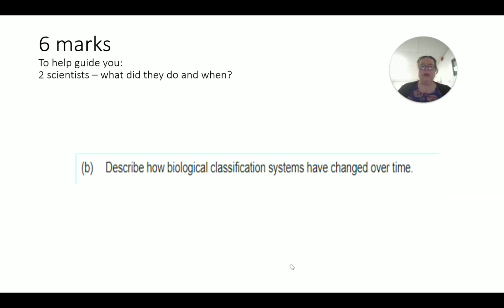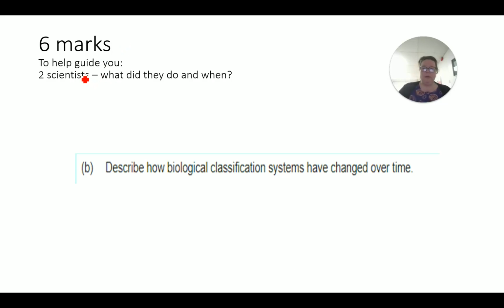This is a 6 marker. If you are foundation, you would not get asked this. However, quite happy for you to watch it, okay? 6 marks. Now, here's the question. Describe how biological classification systems have changed over time. This is 6 marks. And if you've watched this video through and understood it, you will be able to do it. I've put a little clue up here.